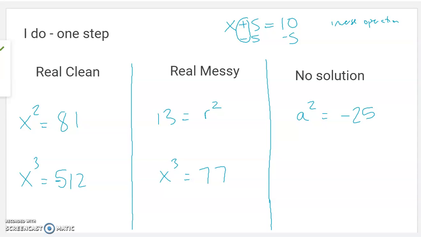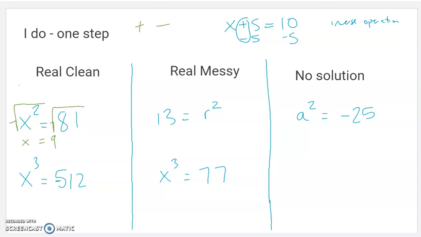Same thing now with an exponent. I look at my variable and I say, okay, what is happening to x? X is being squared. So I want to do the inverse of squaring it on both sides to figure out what x is. So the inverse operation of squaring is a square root. If I take the square root of both sides, the square root of x squared is just x, because x times x is x squared. And the square root of 81 is 9. That's how you do that.